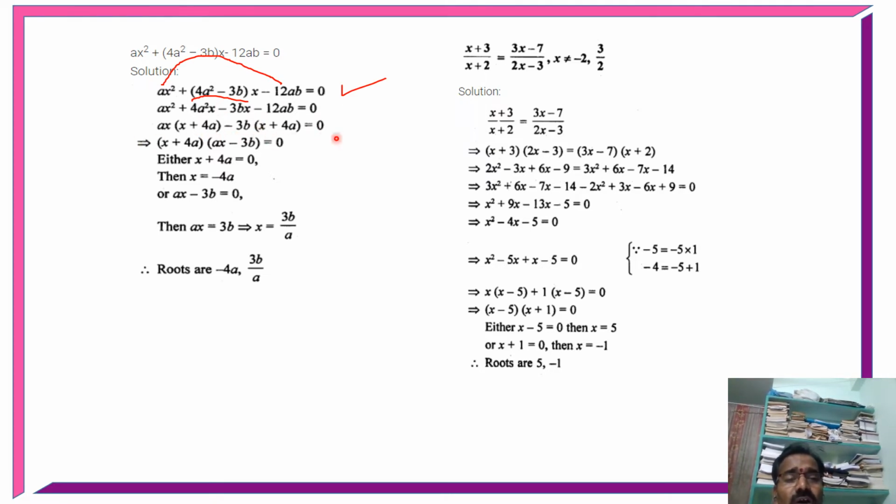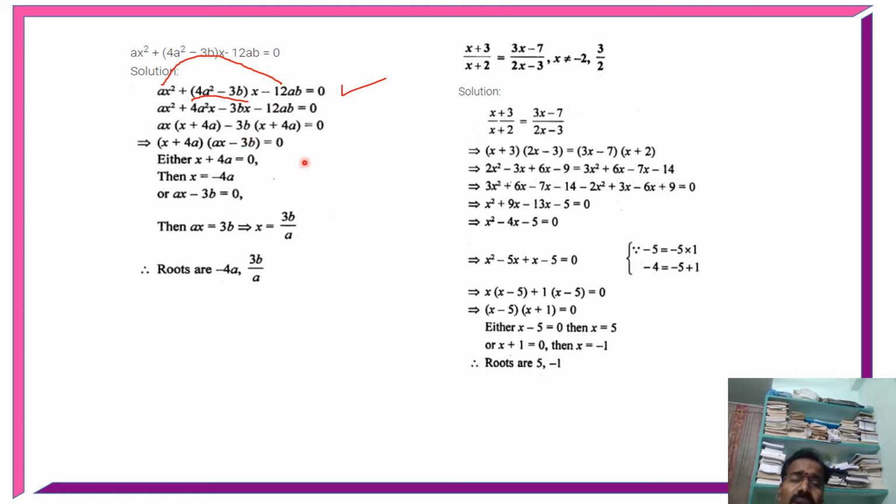(x + 4) is a common binomial: (x + 4)(ax - 3b) = 0. In this, any one of the binomials must be 0. So either x + 4 = 0, which gives x = -4, or ax - 3b = 0, so ax = 3b and x = 3b/a. So these are the roots of the given quadratic equation.